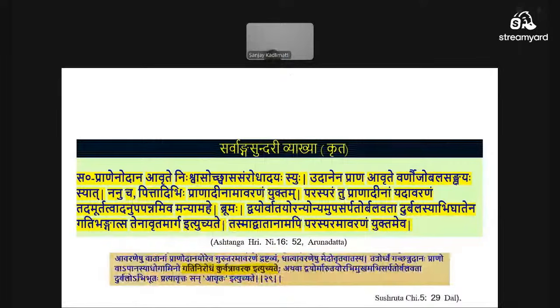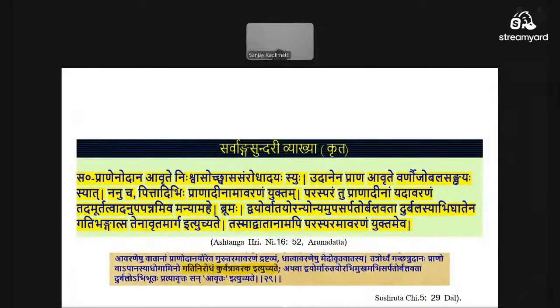Now coming to the point, what I mistold there: how can Vayu do the Avarana of Vayu? This is in the Sarvanga Sundara commentary of Ashtanga Hridaya, by Arunadatta. See, Pranena Udana Avrute Nishwasa Uchwasa Samrodhaha, Udanena Prana Avrute Varnoja Bala Sankshayaha Syat. Nanu cha Pittadibhihi Pranadinam Avarana Yuktam. Now comes the point. Parasparam tu Pranadinam Yad Avaranam Tat Amurtatvad Anupapannamiva manyamahe.